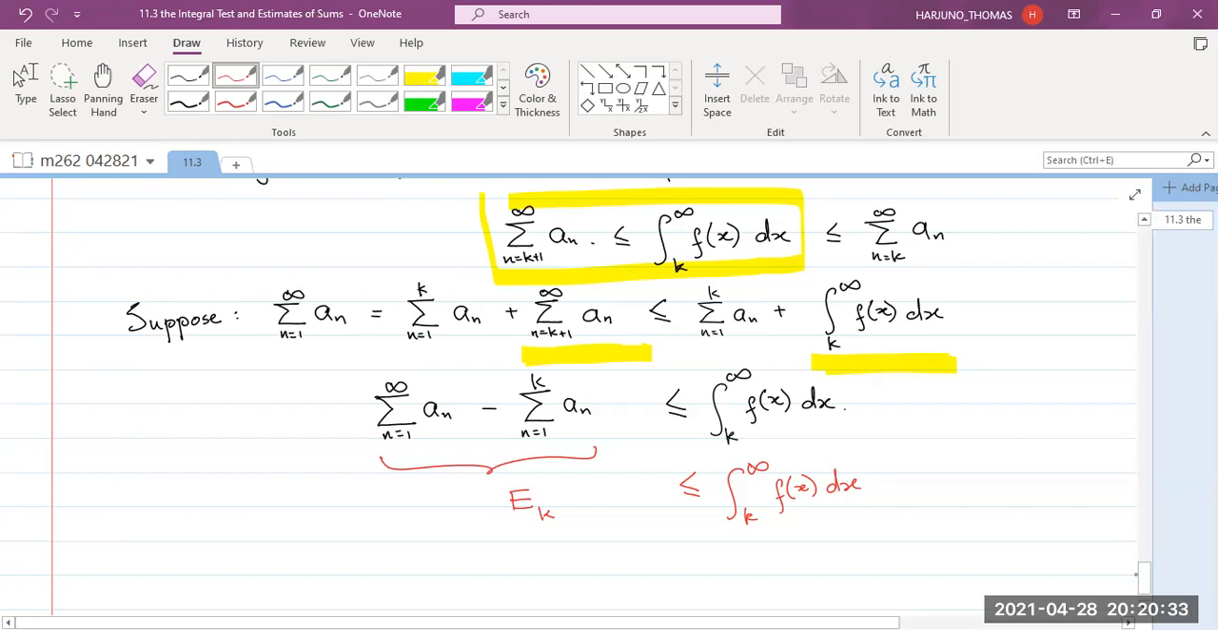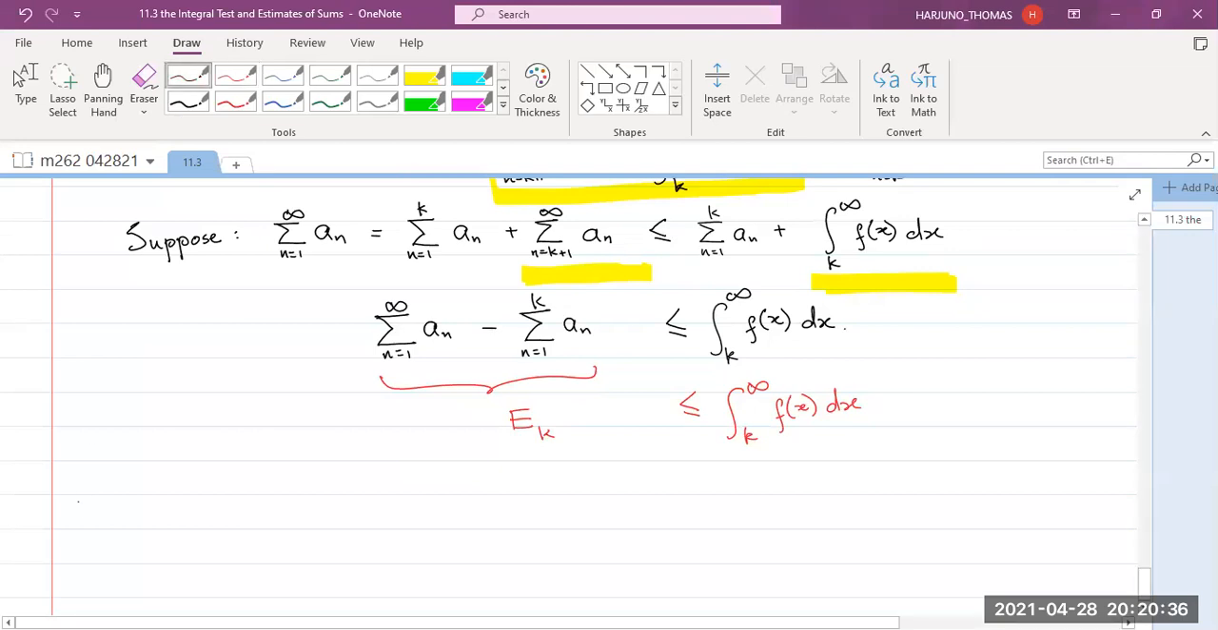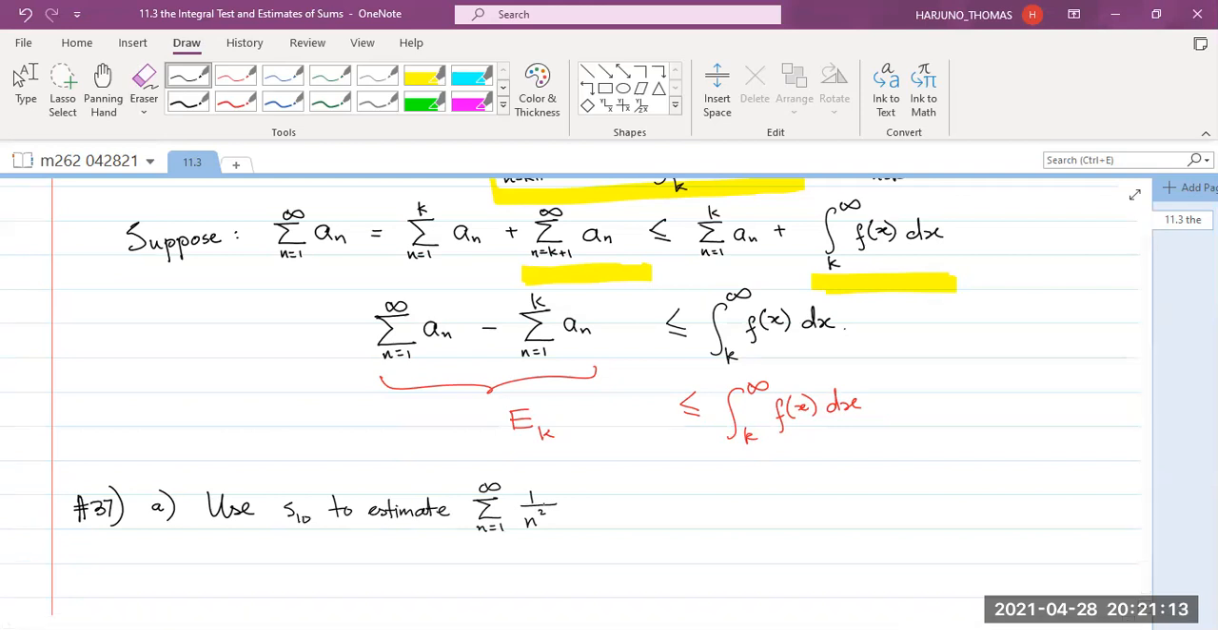Okay, now let's try to do number 37. Part A, use the sum of the first 10 terms, in short, find S10, to estimate the infinite series from 1 to infinity of 1 over n squared. How good is the estimate?